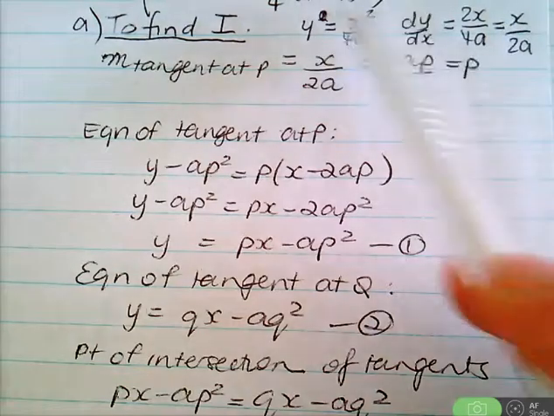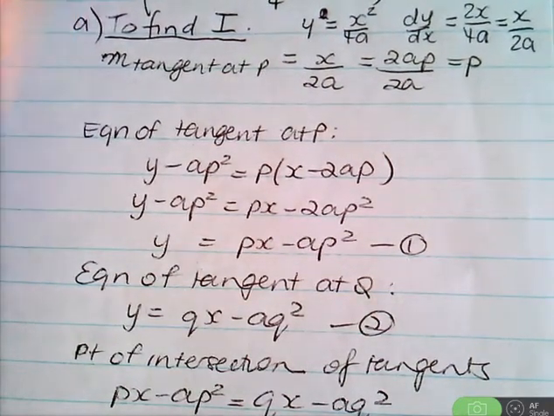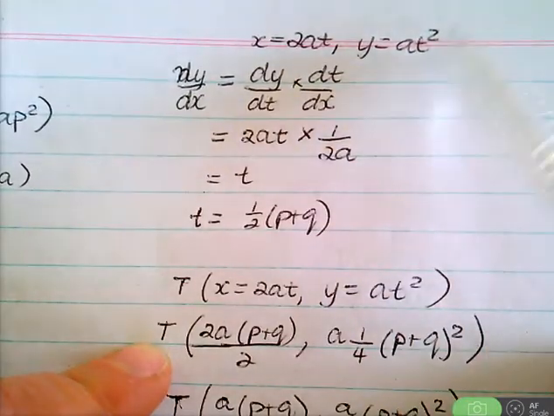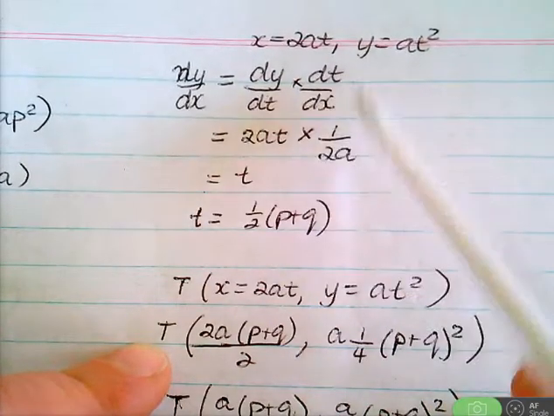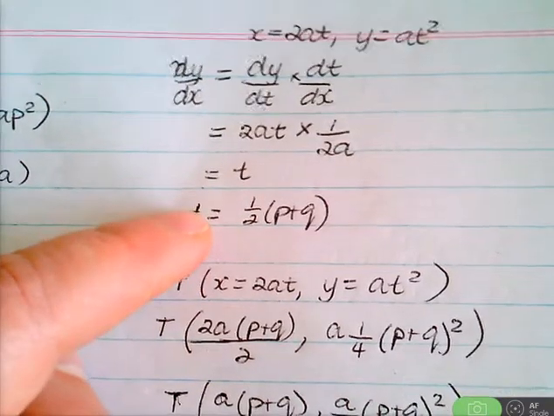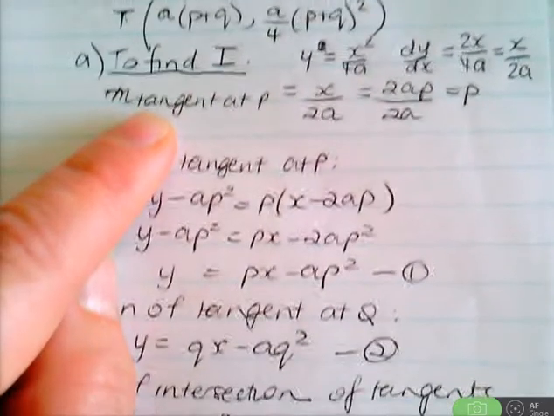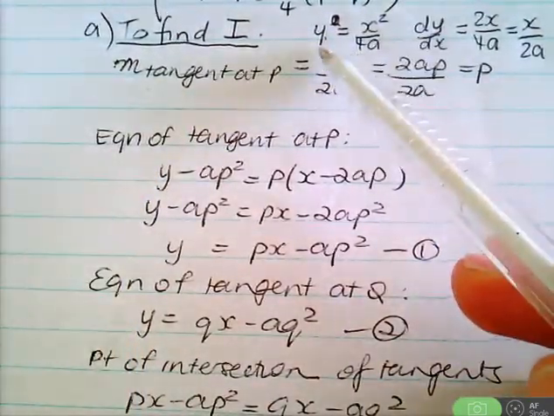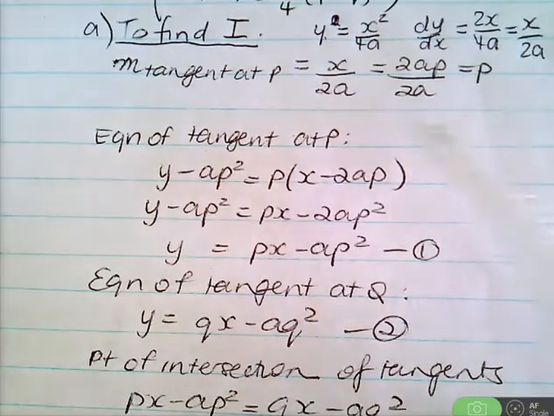Now, you can do that this way, or you can do it the other way I've shown you. x is 2at, y equals at squared, dy/dx is dy/dt times dt/dx. You remember that? Where you work it out, but t is p. Or you could have done it this way. We've done it heaps of times before. So if you want, x squared is 4ay, so y is x squared on 4a, dy/dx is x on 2a.